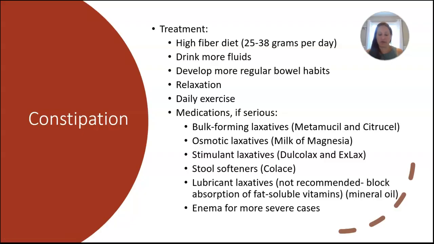Treatment, high fiber diet. You should get between 25 and 38 grams per day as an adult. Drink more fluids. Develop more regular bowel habits. Don't hold it. Relaxation, daily exercises, and if needed, in serious instances, medication. So bulk forming laxatives like Metamucil and Citrucel, osmotic laxatives like milk of magnesia, down to, in very severe cases, an enema might be necessary.